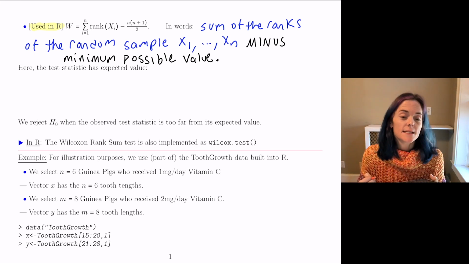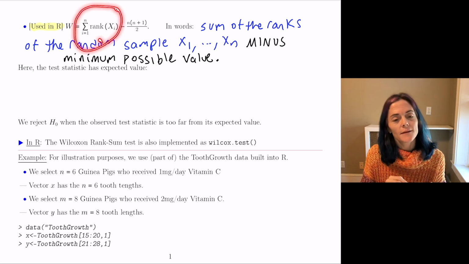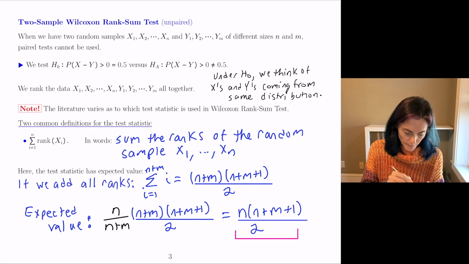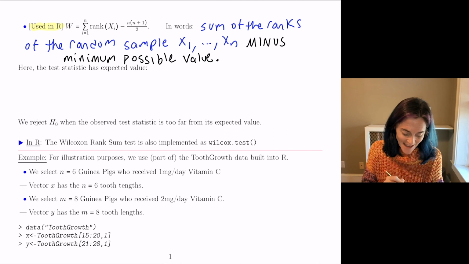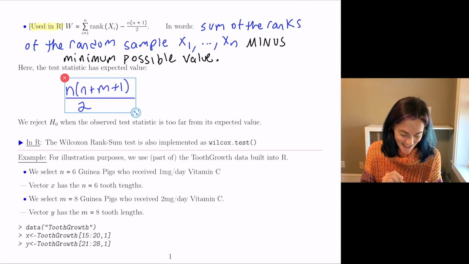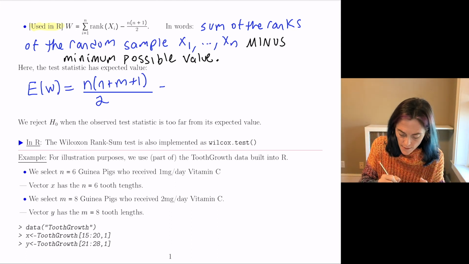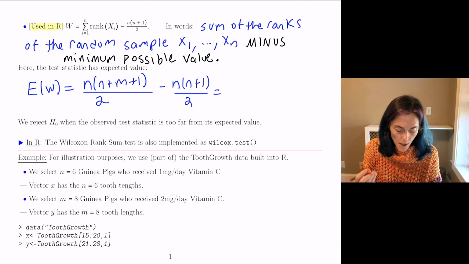Now, our test statistic has expected value. Well, if you think about this, we have this previous random variable, and then we're subtracting off. This is a constant. So we can take this expected value. This goes back to our discussion of linear transformation of random variables. Oh, how beautiful is this? So the expected value of W is this minus here. Now we can simplify this sum.